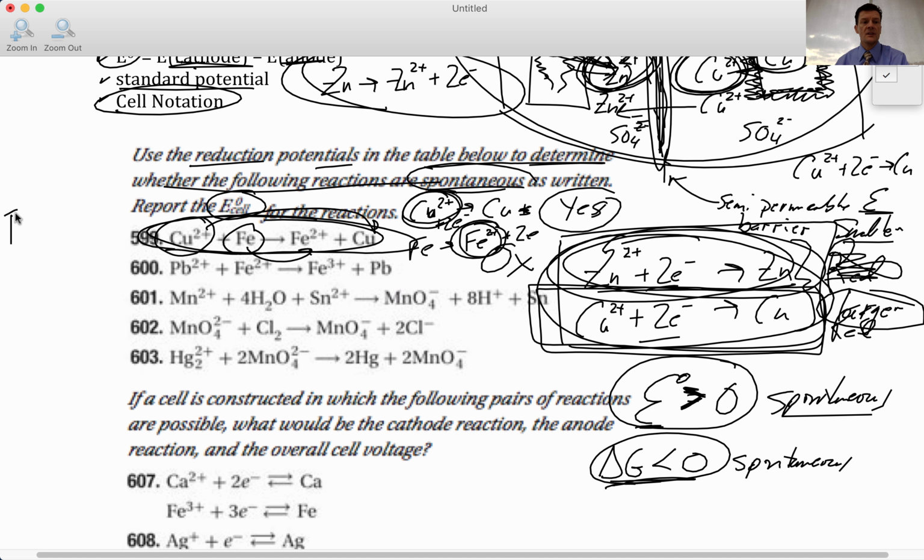If they gave you Fe2+ and copper turning into copper 2+ and iron, that would not occur. This would not be a spontaneous reaction, because you just flipped it around. This is saying that iron is going to gain the electrons, but it's not. And it's saying that copper would lose the electrons, but it won't. That's not the way it's going to happen. Okay?